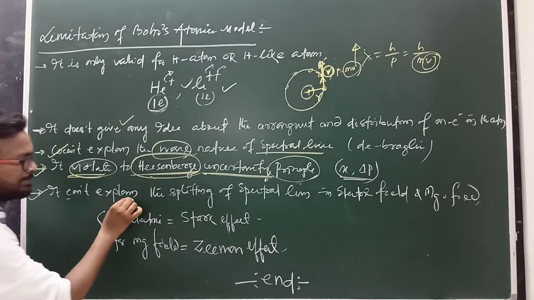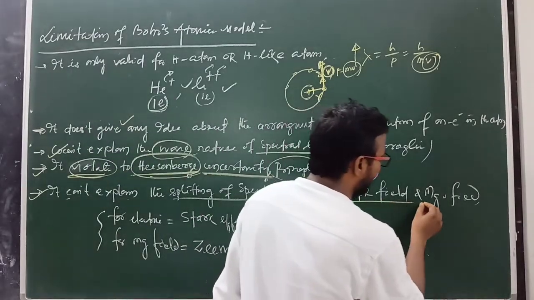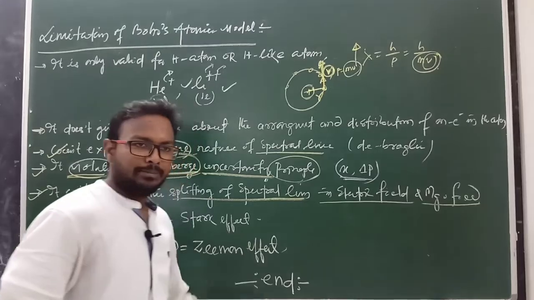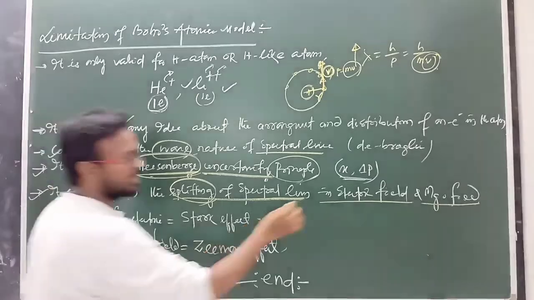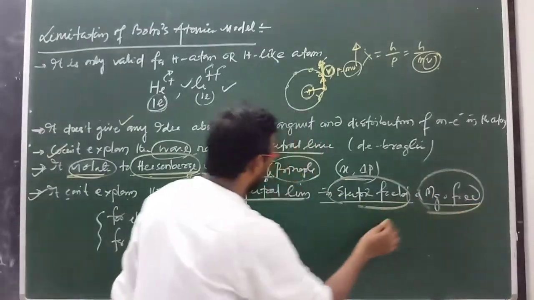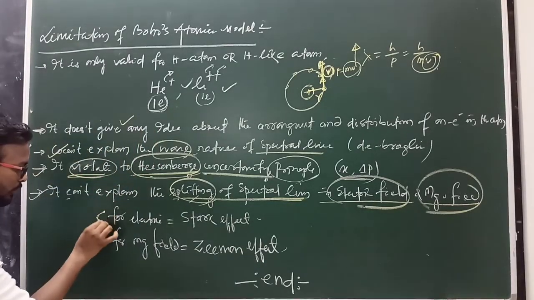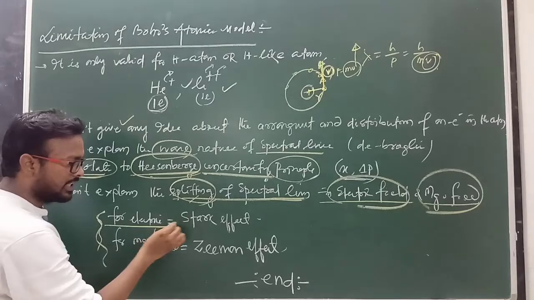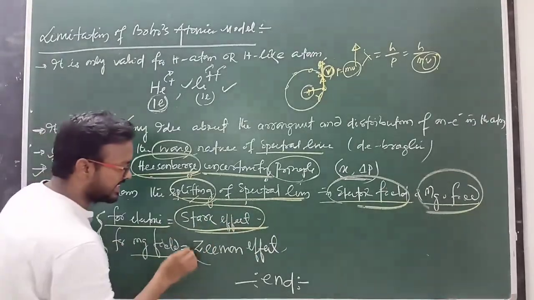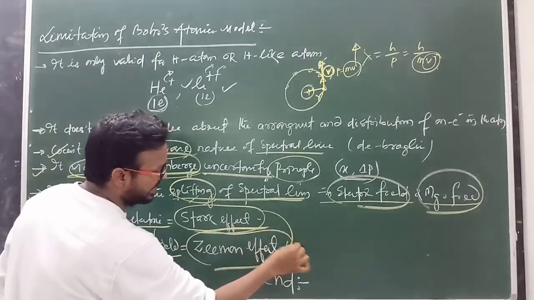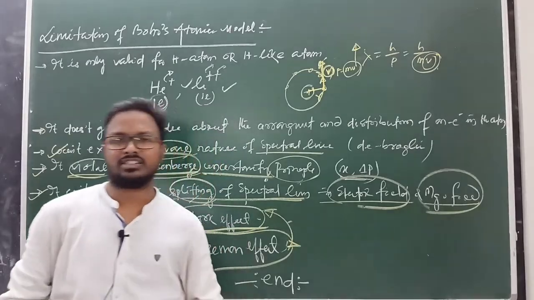Then it cannot explain the splitting of spectral lines when we introduce an electric field or a magnetic field. For an electric field, the splitting of the spectral line is known as the Stark effect. For a magnetic field, it is known as the Zeeman effect. You will study the Stark effect and the Zeeman effect at your next level or higher study.